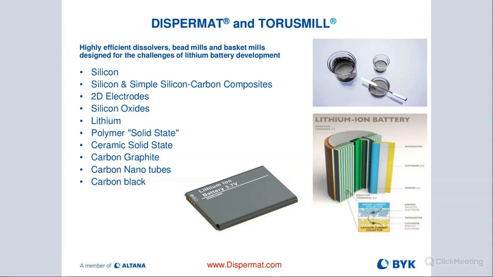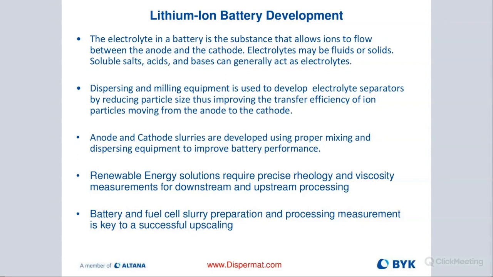And so our type of equipment, the dissolvers, as well as the different types of media mills, including horizontal mills or the basket mill designs, are really used to process different components that go into our slurries. You can see a list right here: silicones, different electrodes, silicon oxides, lithium, also these separators made of ceramic components, and carbon graphite grinding, as well as dispersing carbon blacks that go into these slurries. All of those additives or components work really well with our different types of dissolvers.